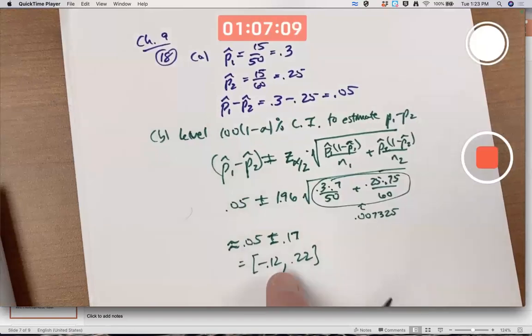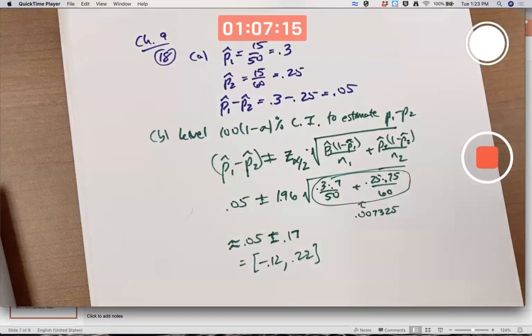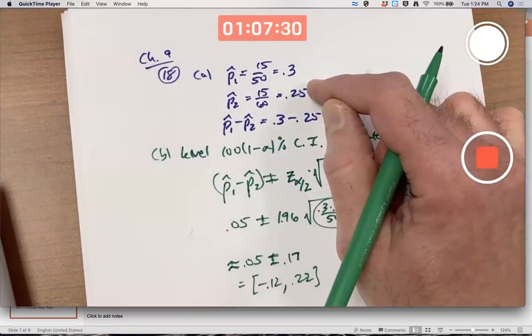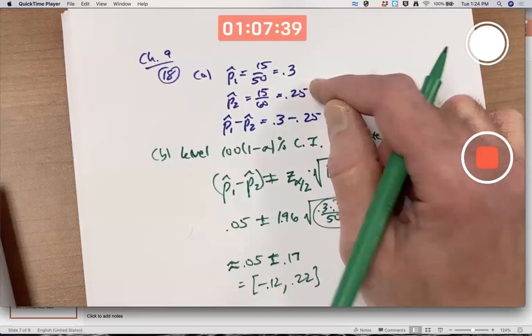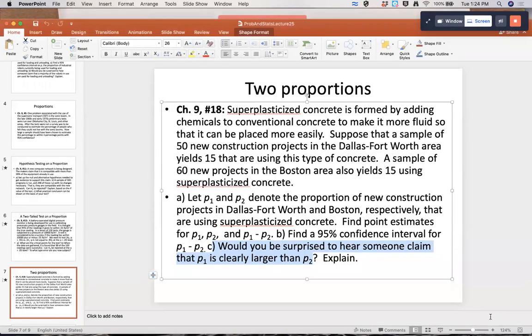Since this contains both positive and negative numbers, since this margin of error is so big compared to the point estimate, we don't have much evidence that P1 and P2 are different. And we certainly don't have much evidence that P1 is bigger than P2. Yes, P1 hat is bigger than P2 hat, but that could have happened just by chance, even if P1 and P2 are the same. We don't have much evidence that they're different. So the answer would be yes, I'm surprised if somebody says P1 is clearly larger than P2. So you are talking about population parameters there, not hats, not sample statistics.